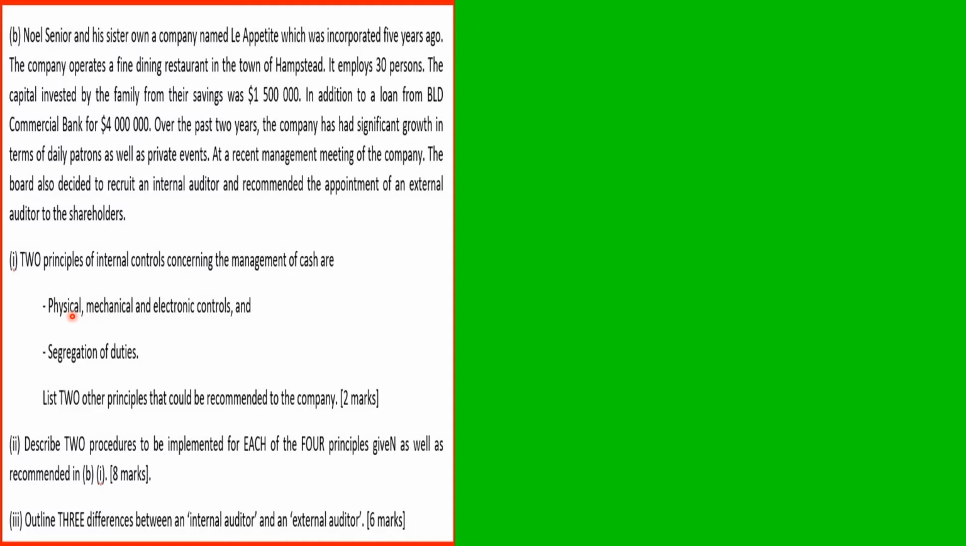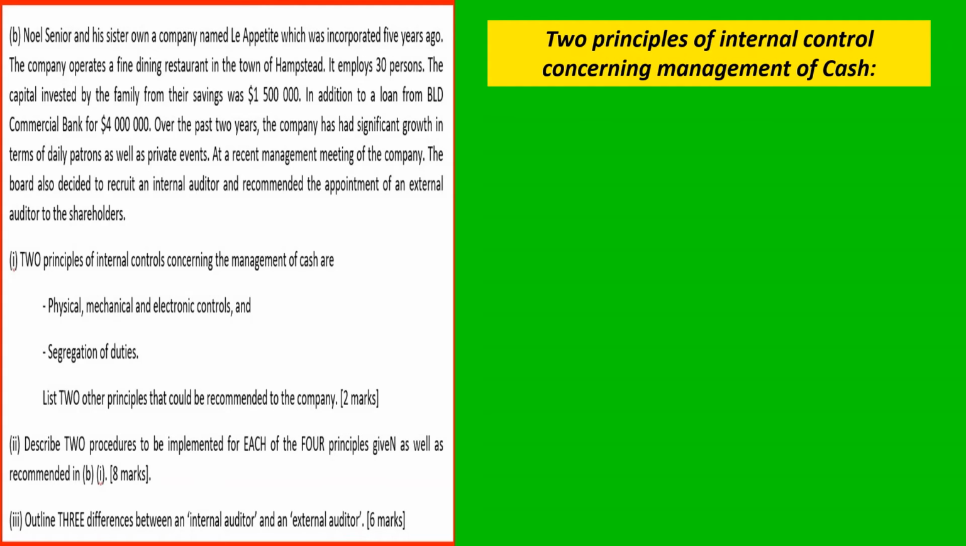Okay, so they give us two internal controls for cash: physical, mechanical, and electronic controls, and segregation of duties. And they want us to list two other principles that could be recommended to the company. Okay, they just want us to list it. We are not to explain or anything of the sort. So, two principles of internal control concerning management of cash.